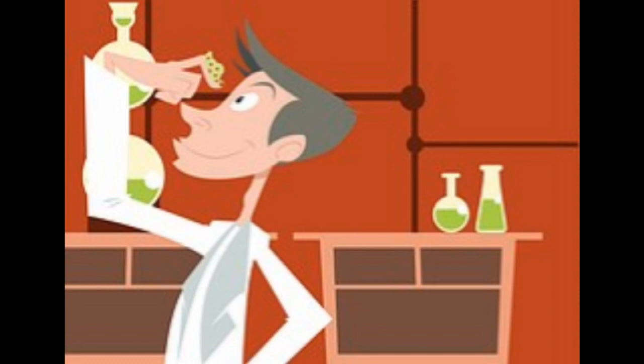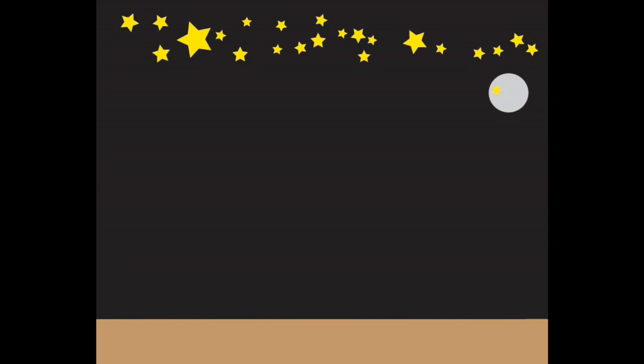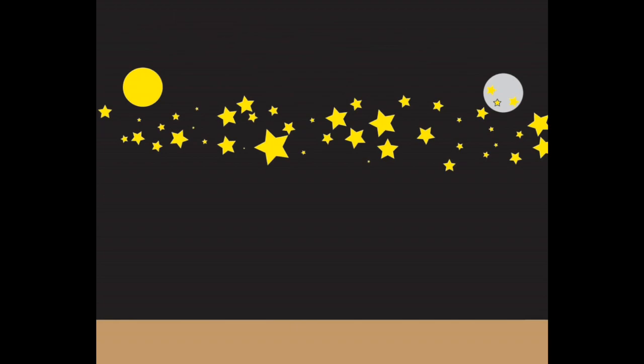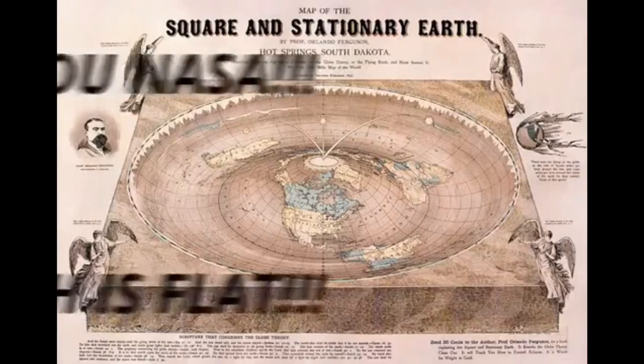So, what if the moon isn't transparent as some flat earthers think it to be, despite the fact that stars have been seen through it? What if the stars aren't where we think they are? What if the sun and the moon are in between the star layer, or simply above them?